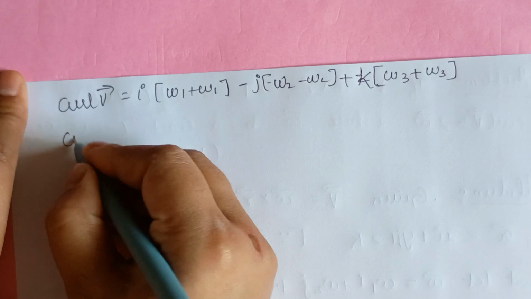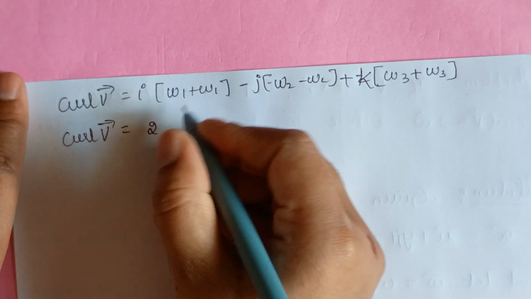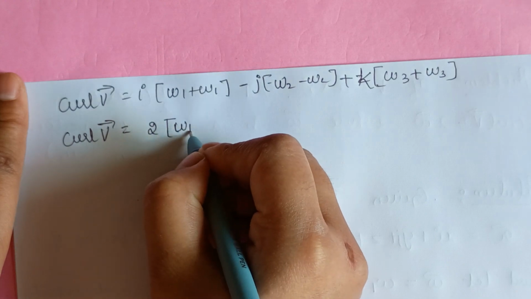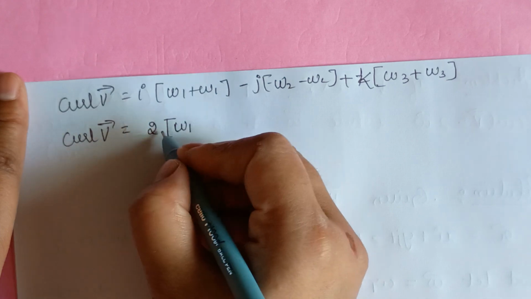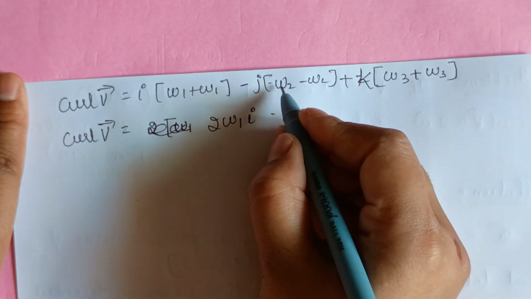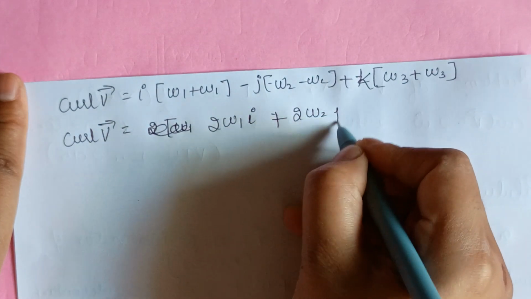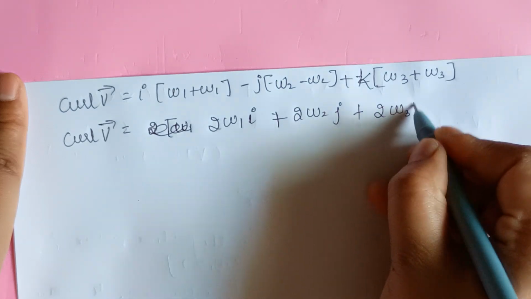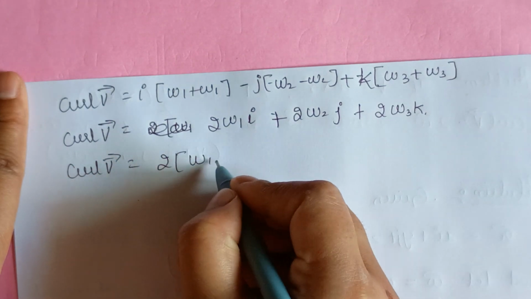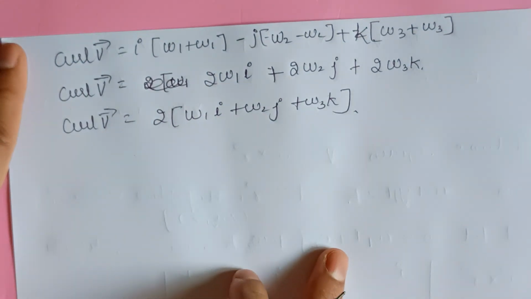So the curl of vector v is 2 times w1 i, then minus 2 w2 j with minus into minus becoming plus, so plus 2 times w2 j, plus 2 times w3 k. Taking 2 common, this is 2 times w1 i plus w2 j plus w3 k.